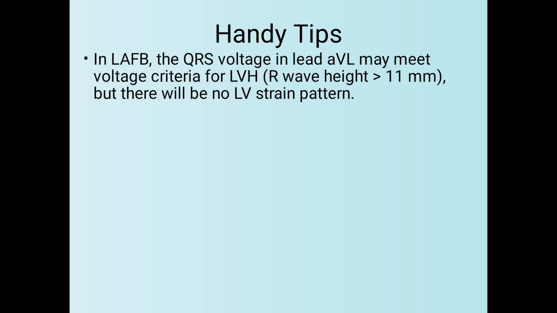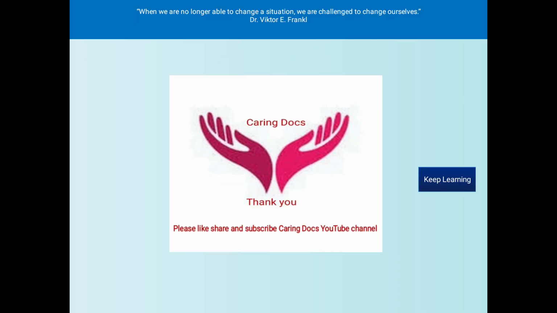So just remember, in left anterior fascicular block, the QRS voltage in lead AVL may meet the voltage criteria of LVH, that is R wave height more than 11 mm, but there will be no LV strain pattern as seen in left ventricular hypertrophy.